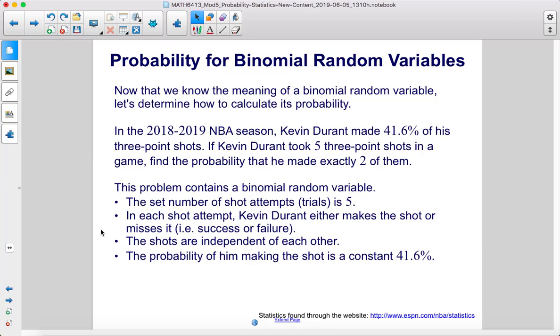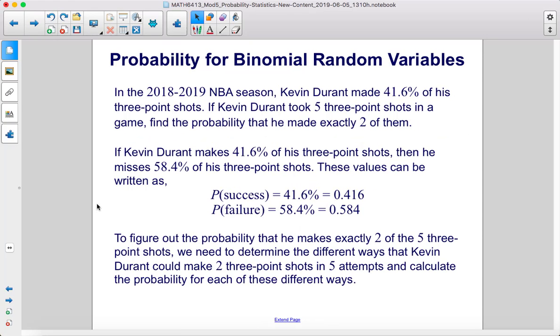This problem contains a binomial random variable. The set number of shot attempts is 5. He took 5 three-point shots. In each shot attempt, Kevin Durant either makes the shot or misses it, i.e. success or failure. The shots are independent of each other, and the probability of him making the shot is a constant 41.6%.